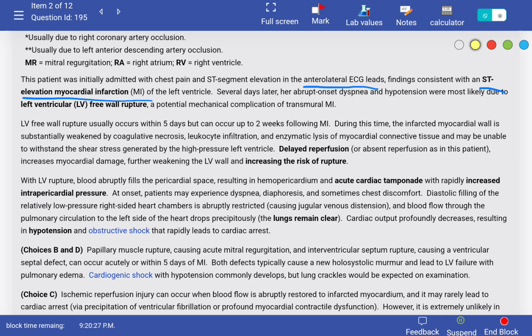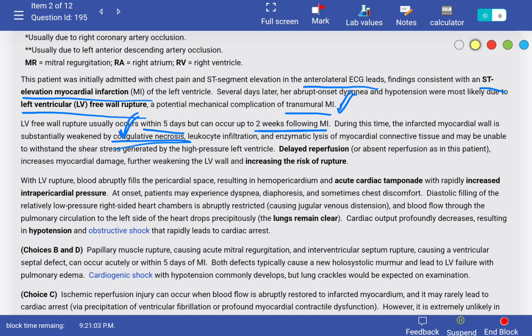Several days later, her abrupt onset dyspnea and hypertension were most likely due to left ventricular free wall rupture, a potential mechanical complication of transmural MI. Left ventricular free wall rupture usually occurs within 5 days, but can occur up to 2 weeks following MI. During this time, the infarcted myocardial wall is substantially weakened by coagulative necrosis. So this is important: coagulative necrosis occurs in the heart.